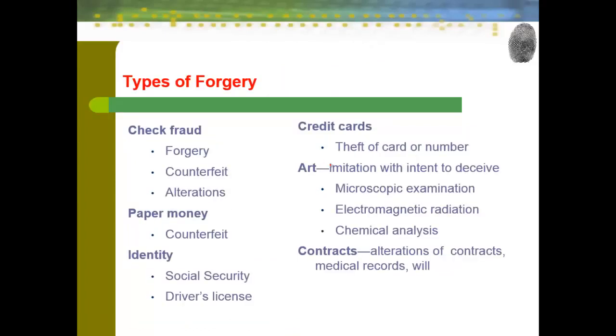Now, our types of forgery, this is the second part of that first slide for you, is check fraud, forging, counterfeiting, or altering a check. Paper money, counterfeiting paper money is going to be the next section completely, so we'll talk about that one later on. And identity theft or forgery of people's social security card, driver's license, other personal information. We'll also look into credit cards, art, and contracts, all of which are going to be seen as potential things that people are going to forge.